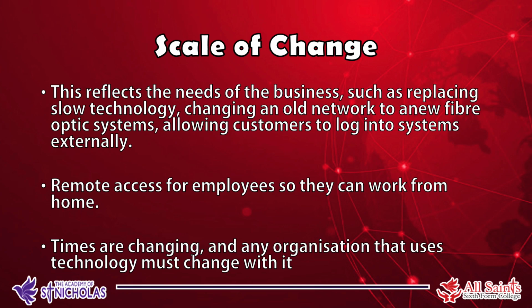And there where it says the scale of change, so this reflects the needs of the business. So for instance, if you wanted to replace slow technology, a prime example is using a new fibre optic system. So for instance, using a better internet connection, which will then mean that the business is going to run much quicker.